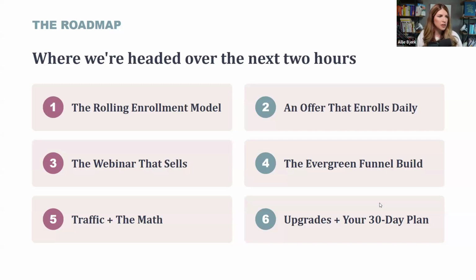And then the fourth thing we're going to talk about is if you're building an evergreen funnel, what does that need to look like on the tech side? The fifth thing is going to be traffic and the math, like how to make sure that it works. And then number 6 is upgrades and your 30-day plan. So how do you add any upsells, cross sells, and how do you get this done in the next month or so?